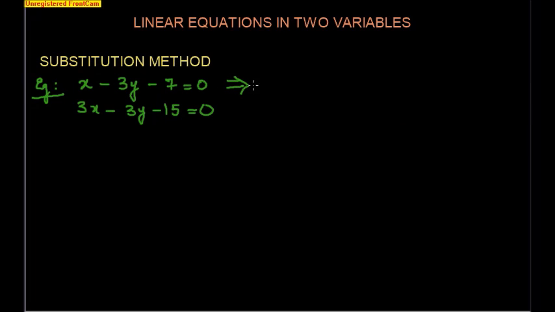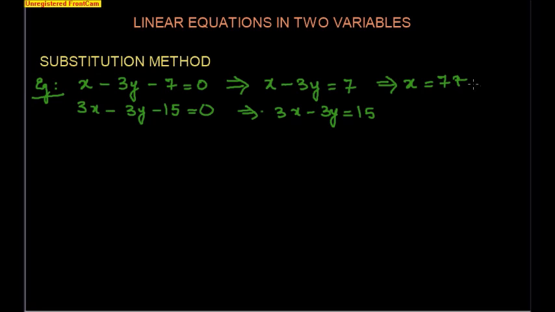Now in this question, the constants are on the left hand side. So we take the constant on right hand side and the equations become x minus 3y is equal to 7 and 3x minus 3y is equal to 15. Now from here it is easy to find out x. So we get x as 7 plus 3y. I mark this as 1 and this as 2.